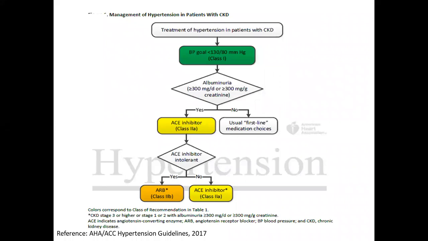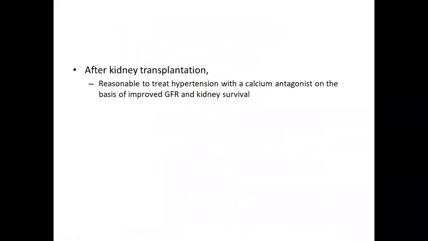Similarly, if the patient presents with renal impairment, that is, if the patient has CKD, then again our goal is to decrease the blood pressure to 130 by 80 millimeters of mercury. And so before treating CKD patients with hypertension, we need to check whether there is presence of albuminuria or not. If the patient has albuminuria, then we use ACE inhibitors. And if the patient cannot tolerate ACE inhibitors, then we can use ARBs. However, if the patient has no albuminuria, we can use either of the first line agents as a first choice in patients with CKD. Similarly, after kidney transplantation, we can treat the patient with calcium channel blockers based on the patient's profile.